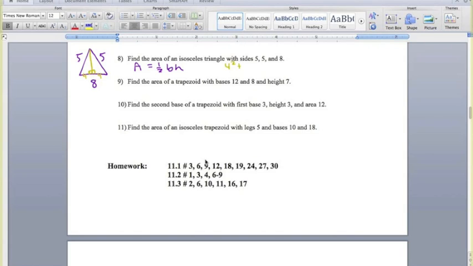So we're going to do 4 squared plus height squared equals 5 squared. So 16 plus height squared is 25. Subtract that 16 gives 9 is our height squared, which means that our height must be 3. So then we can find our area. 1/2 base is 8, height is 3. And we get 12 with no units in the problem, so we don't need units in our answer.